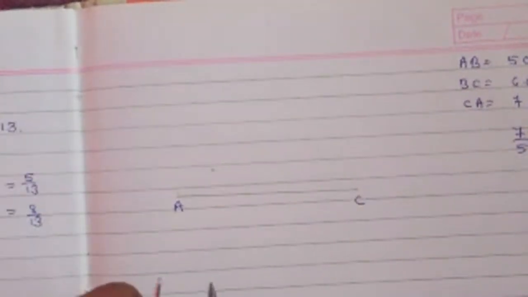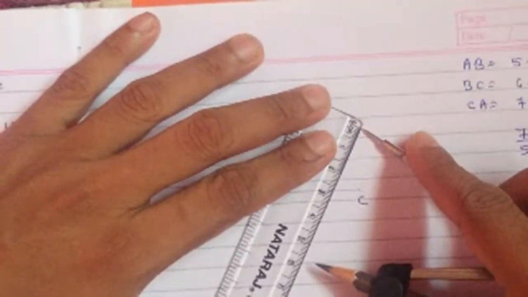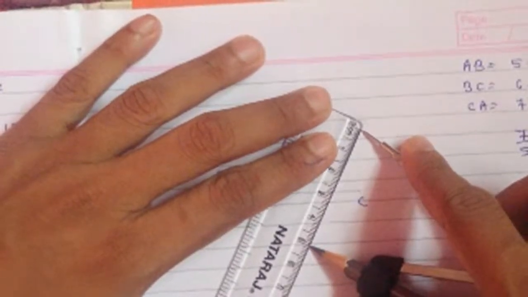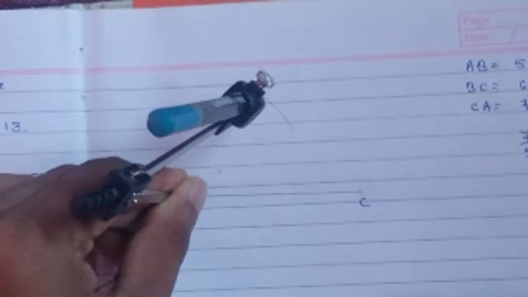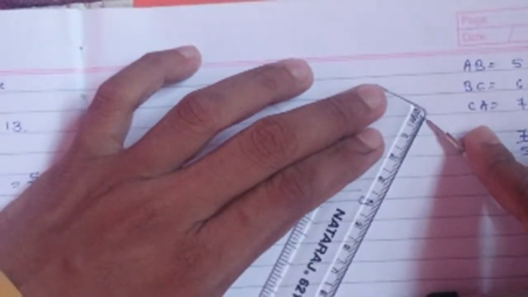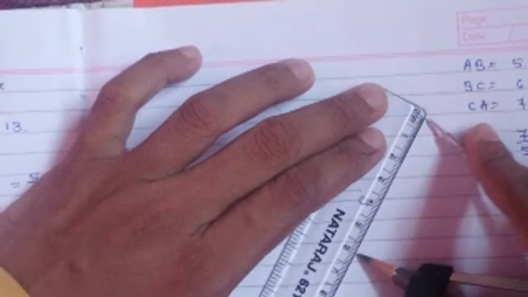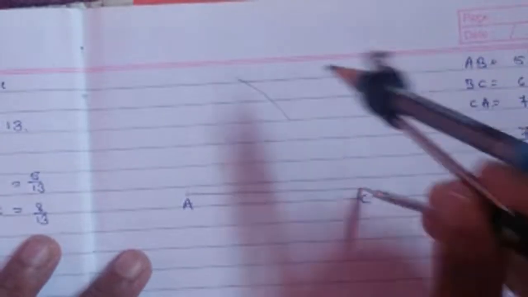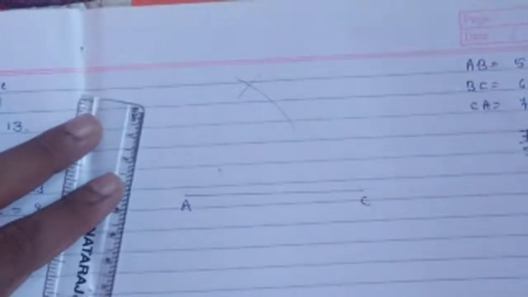Then AB length is 5 centimeter. From point A, I'll draw an arc. Then BC length is 6 centimeter. While considering the length, use compass and scale. BC length is 6 centimeter. So this is the intersected point. I'll call this B.